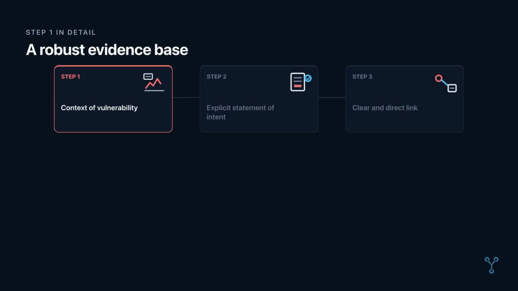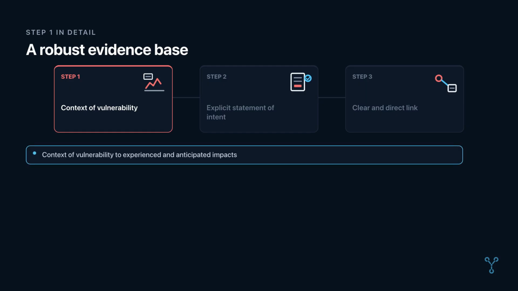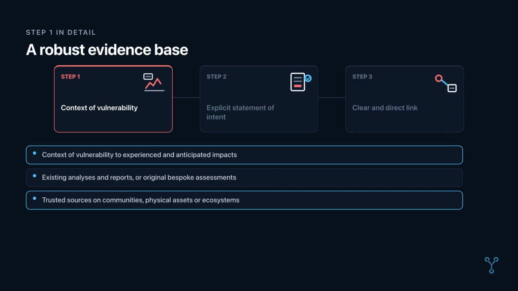The methodology is specific about what each step requires. For Step 1, the context of vulnerability to experienced and anticipated impacts of climate change must be set out clearly, using a robust evidence base. Project documents may refer to existing analyses and reports. They may also refer to original bespoke assessments. Information should come from trusted sources documenting the vulnerability of communities, physical assets, or ecosystems. The analysis should use recent climate trends, including any departures from historic means.